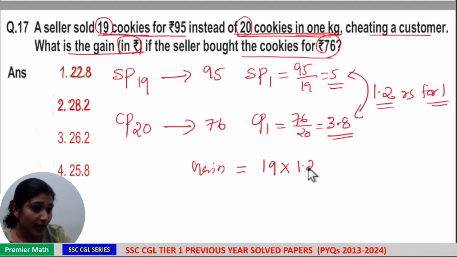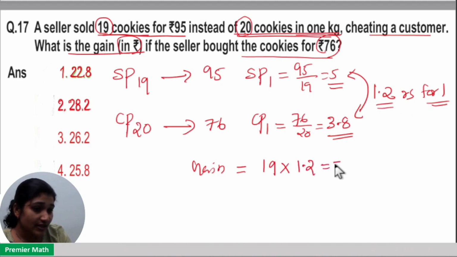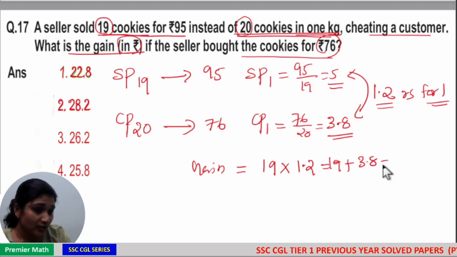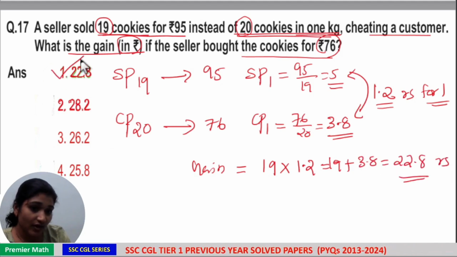1.2. Then for 19 cookies his gain is equal to 19 into 1.2. 19 into 1 is 19 plus 19 into 0.2 is equal to 3.8. So total 22.8 rupees. Option 1 is your answer.